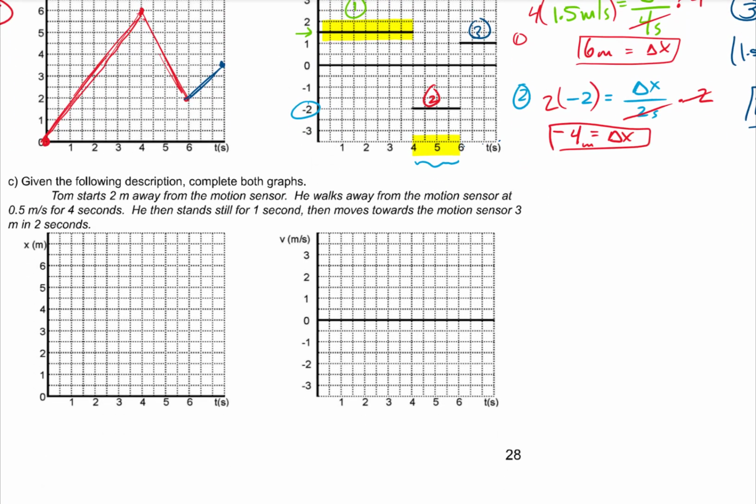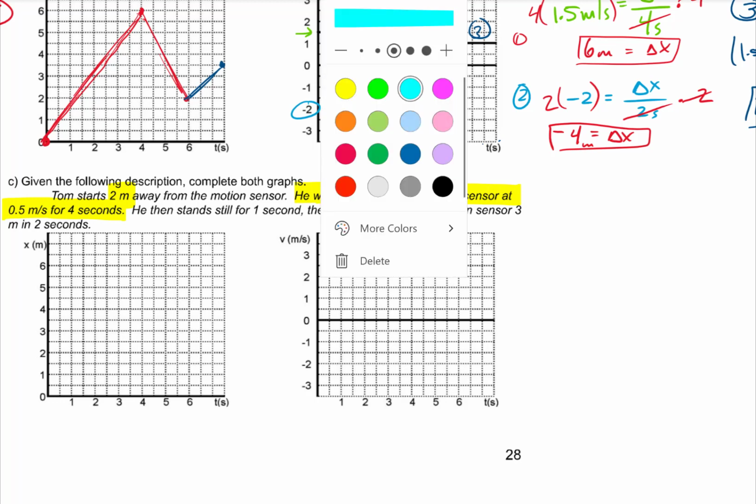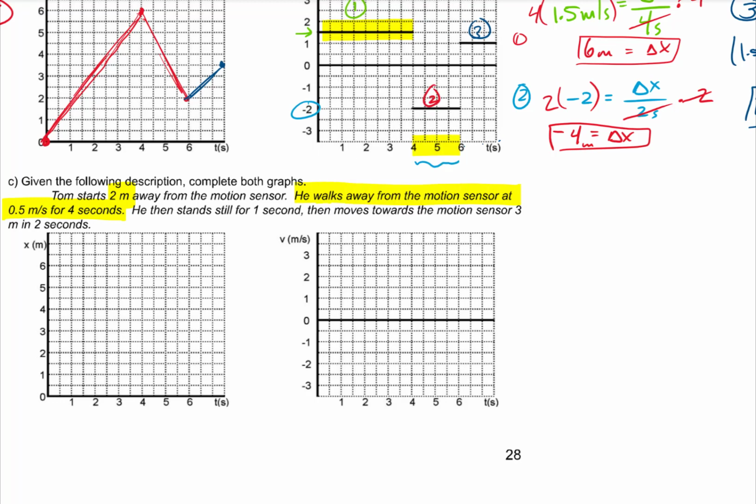Part C, we have Tom. So we're going to look at Tom. He starts 2 meters away from the motion sensor. So that's my initial position. He walks away from the motion sensor at 0.5 meters per second for 4 seconds. That's one chunk of our motion. He then stands still for 1 second. That's the next chunk of our motion.